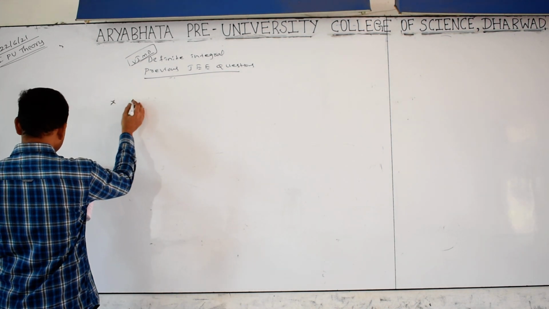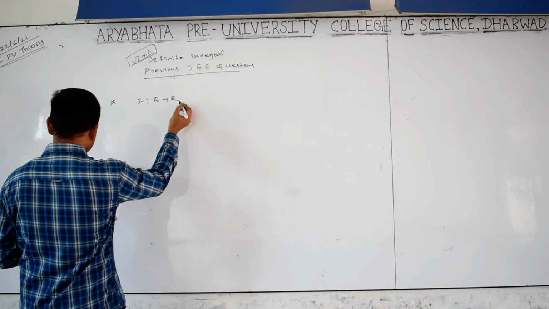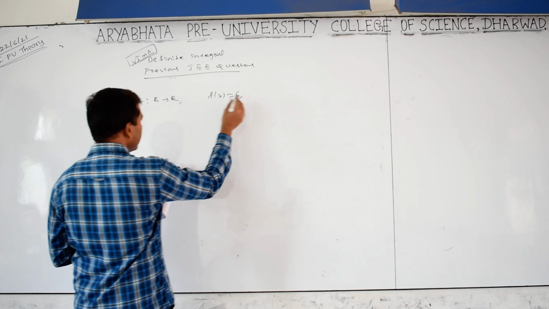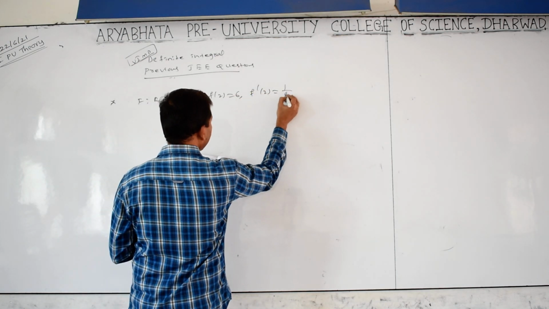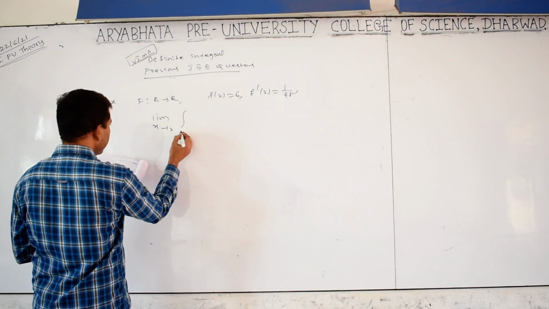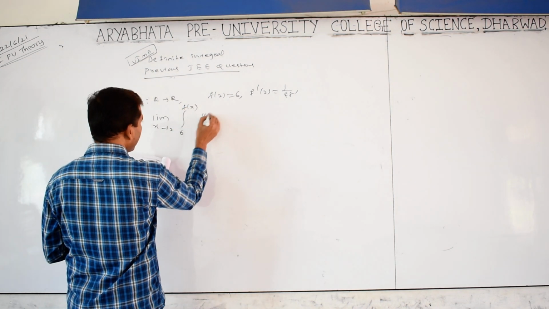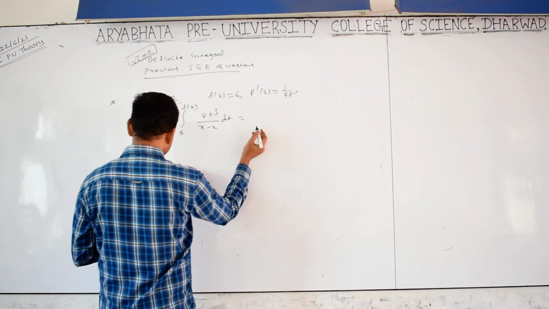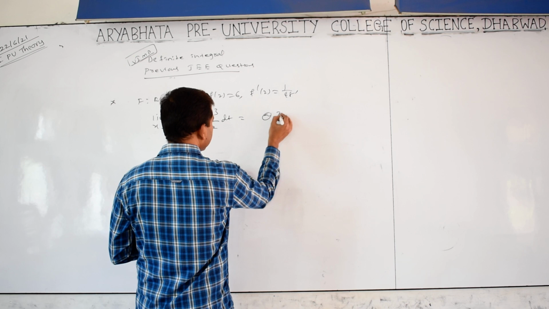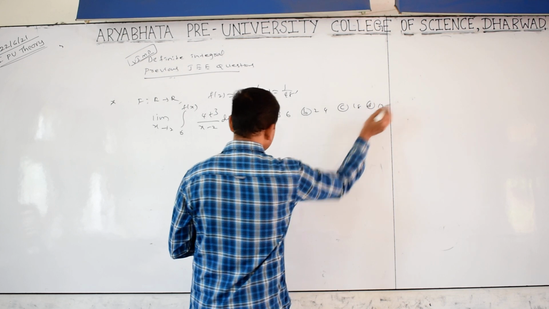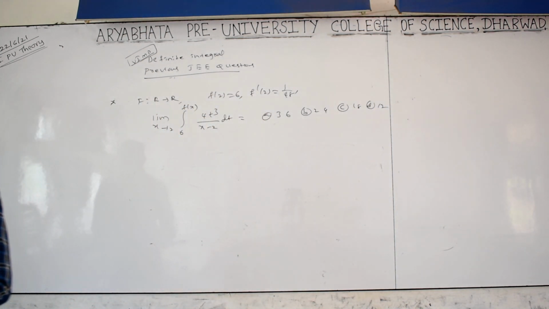Next question: f from R to R is a differentiable function having f(2) = 6, f'(2) = 1/48. Then the limit as x tends to 2 of the integral from 6 to f(x) of 4t^3 dt divided by (x - 2) equals? Option A 36, option B 24, option C 18, option D 12. Understood? How can we find this?